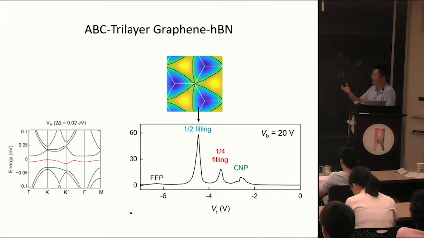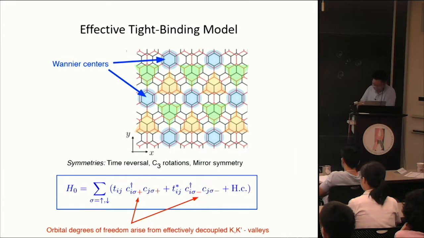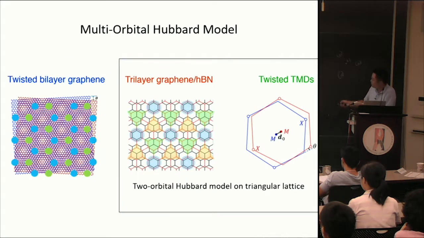Within each valley, if you have a k to minus k symmetry, then there's no valley flux. But even in trilayer graphene, there's already a trigonal warping, so within each valley the dispersion is not k to minus k symmetric. And this trigonal warping is actually amplified by the hBN sublattice potential. On the other hand, for twisted TMD, the trigonal warping is much smaller and the valley flux is very small. That's why for twisted TMD, this SU(4) symmetric model is a good starting point.